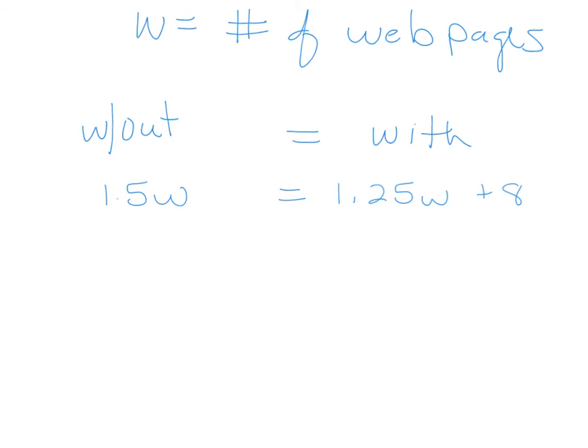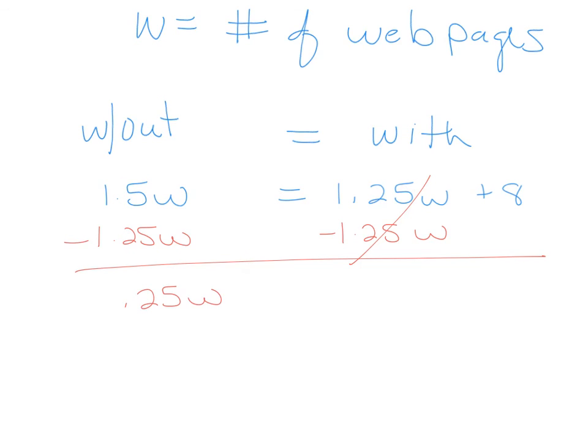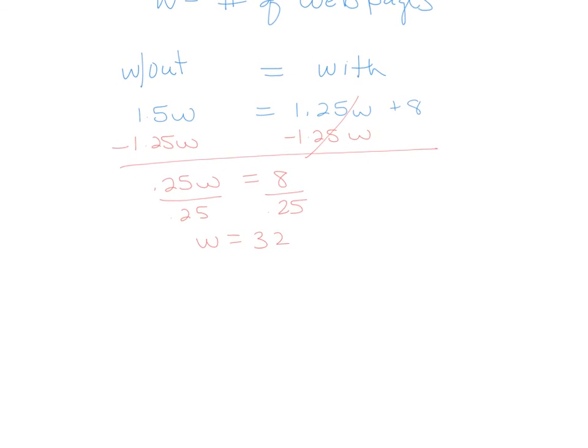I'm going to go ahead and combine like terms. I'm going to subtract 1.25W from each side. So I'm going to end up with 0.25W equals 8. Then I'm going to divide by 0.25 on both sides, and I find out that I get 32. Now again, write your sentence explaining what this means.